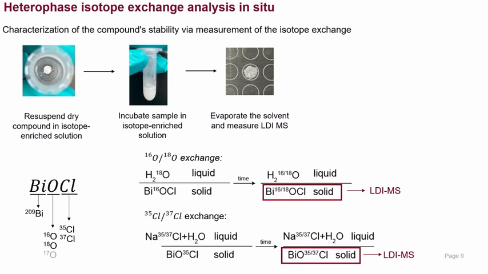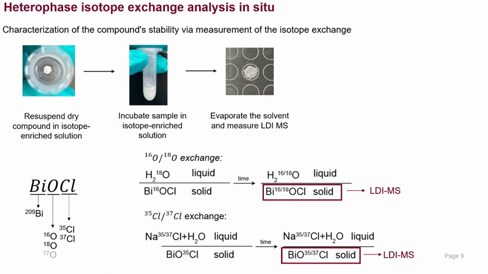In chlorine exchange, first we need to synthesize bismuth oxychloride that has only monoisotopic chlorine, and this compound can be synthesized from bismuth subsalicylate because we know that it's completely hydrolyzed by the solution. We need to perform this hydrolysis in the presence of only chlorine-35 isotopes.